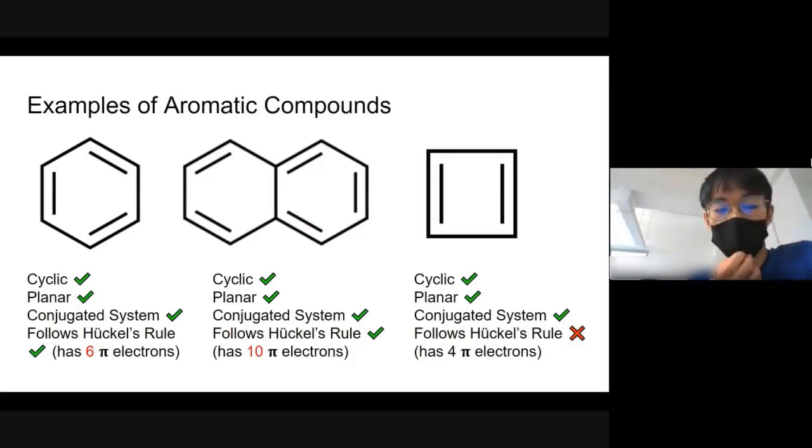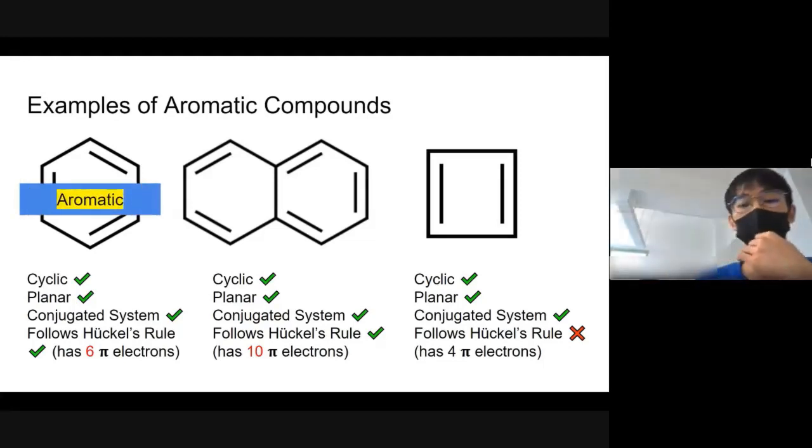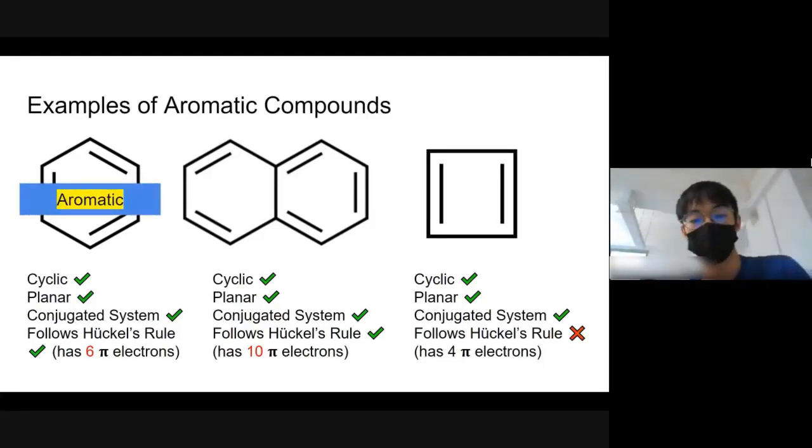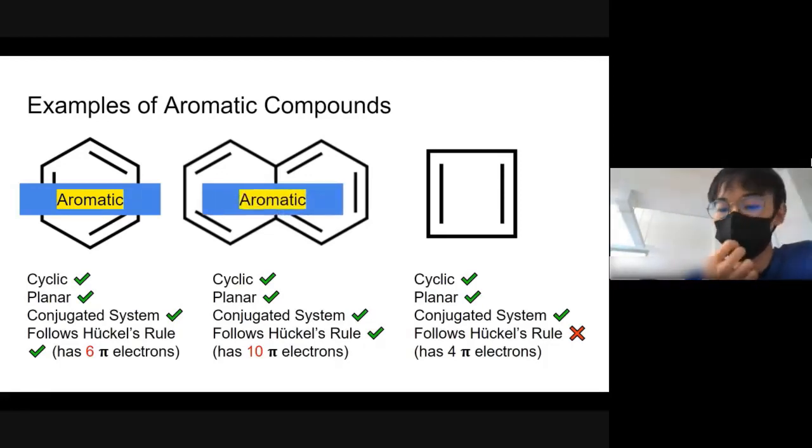So we're all very familiar with benzene. It's cyclic, it's planar, has a conjugated system, and it follows Hückel's rule, because if you count, there are three double bonds, each of them has 2 pi electrons, so it adds up to 6. Therefore, it is an aromatic compound. And the same thing for naphthalene. It's cyclic, it is planar, has a conjugated system, and it has 10 pi electrons, because it's 5 double bonds. So this is also an aromatic compound.